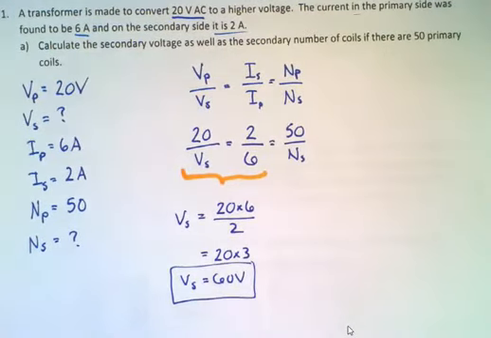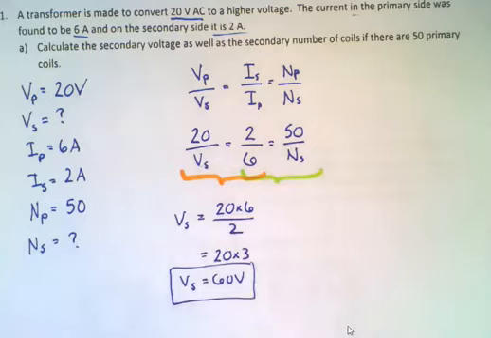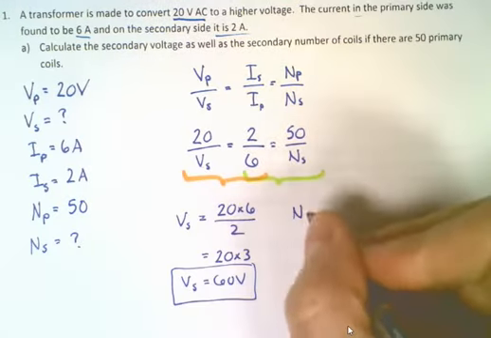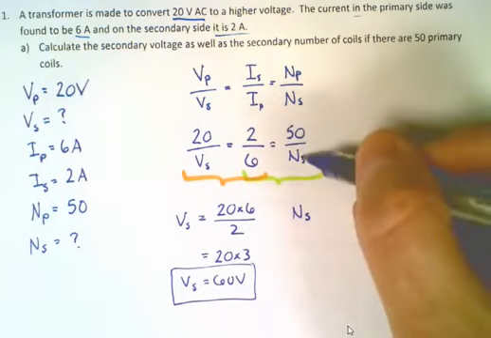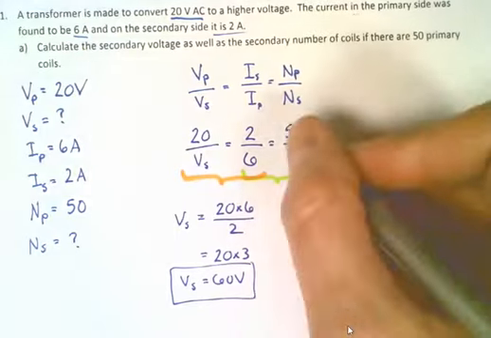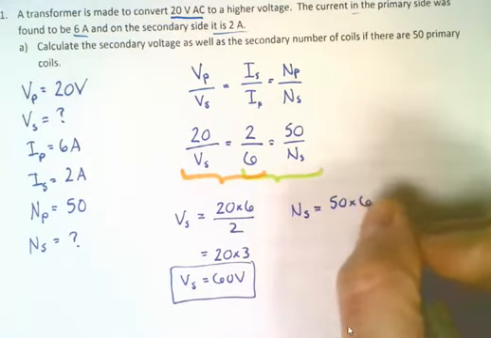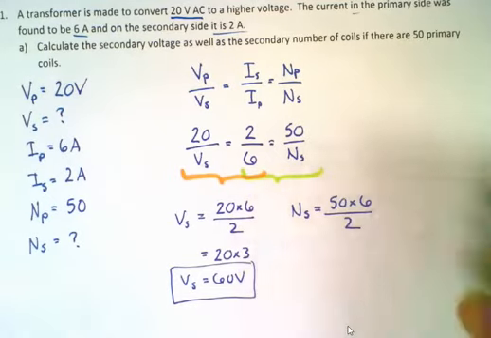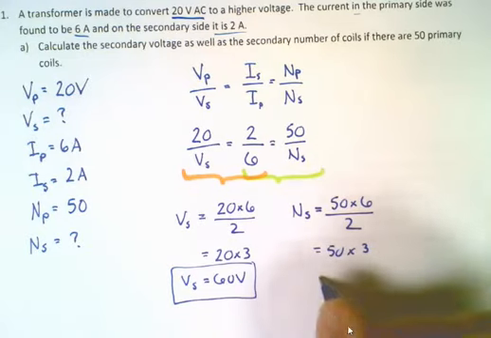For the second part, what we're going to have on the other side is this here, and we have NS. So again, it's 1 to 3. If this goes up by 3 times, this has to go up by 3 times. So we know that our secondary number of turns is going to be 150, because it's just 3 times 50. So that's 50 times 6 divided by 2. Use cross multiplication, and that just tells us that it's 50 times 3 once again. And so that's going to give us 150 turns.